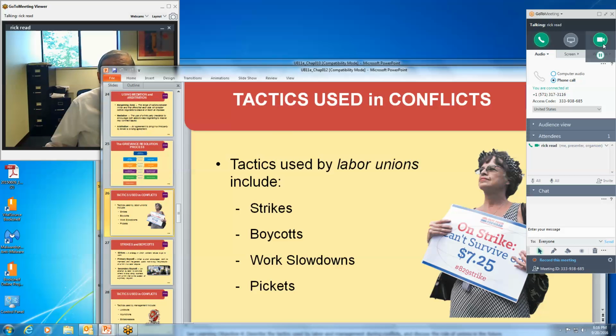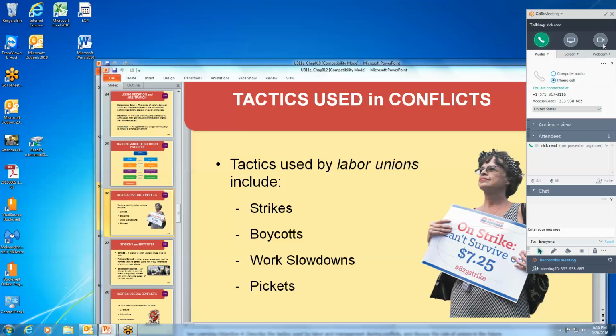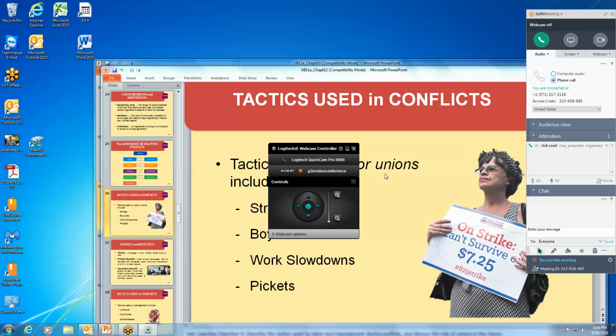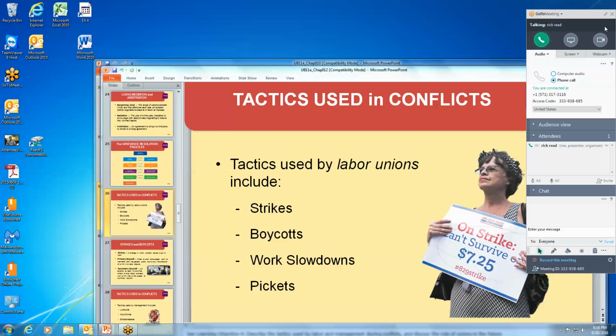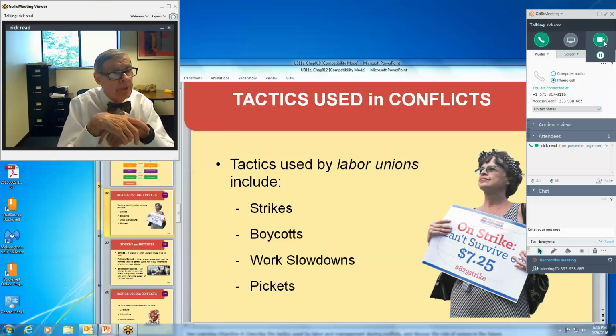These are the tactics that unions will use when they have issues with management. They include strikes, which means a walkout, and a boycott. That means they'll do something to boycott the products and try to get other people to boycott the products made by this particular company. We'll also have a work slowdown.